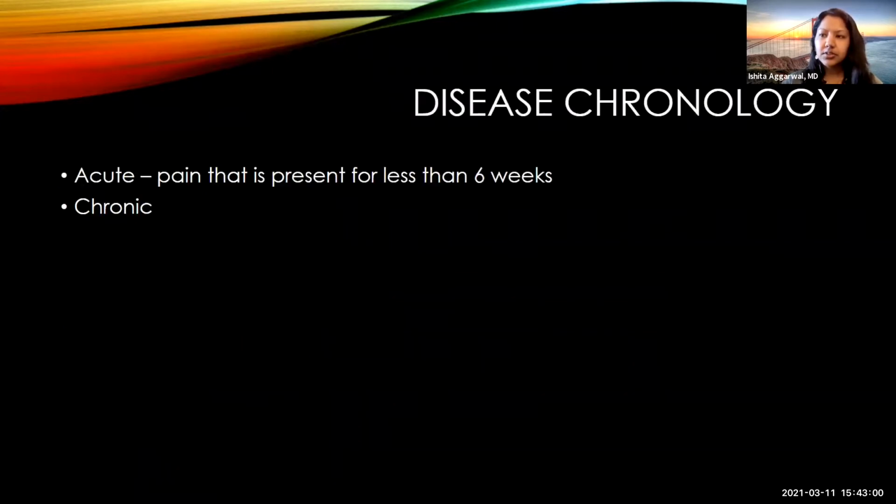In terms of disease chronology, acute joint pain is pain that is defined as being self-limited and lasting less than 6 weeks. Acute pain may be part of a self-limited disorder, or it may be the start of a chronic disease. Versus chronic polyarticular arthritis, so involving multiple joints, often develops gradually, but can present abruptly as well. Usually joint swelling and inflammation should be present for at least 6 weeks prior to diagnosis.